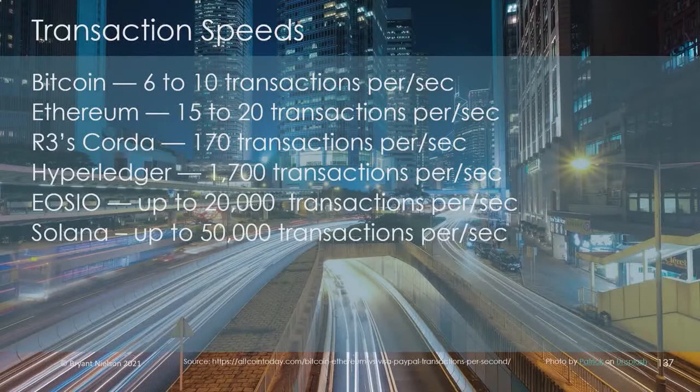Then we have this brand new one, and I say it's only brand new because it's only new to our awareness, and that's Solana. They came out of the gate at 50,000 transactions per second. You're going, my God, why would I be on Ethereum with 15 to 20 transactions per second when I can be on one of these fourth generation blockchains and really be scaling up?